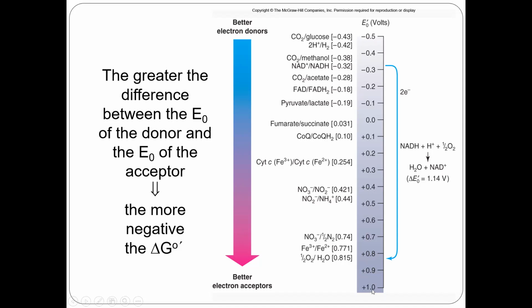So the difference is 1.5. Let's say we have another electron transport chain, which is coming from pyruvate to oxygen. Then what's the difference? The voltage difference is 1.1 compared to 1.5. So you will see glucose to oxygen generates more energy compared to pyruvate to oxygen, because the greater the difference between the E0 of the donor and the acceptor, the more energy is generated.